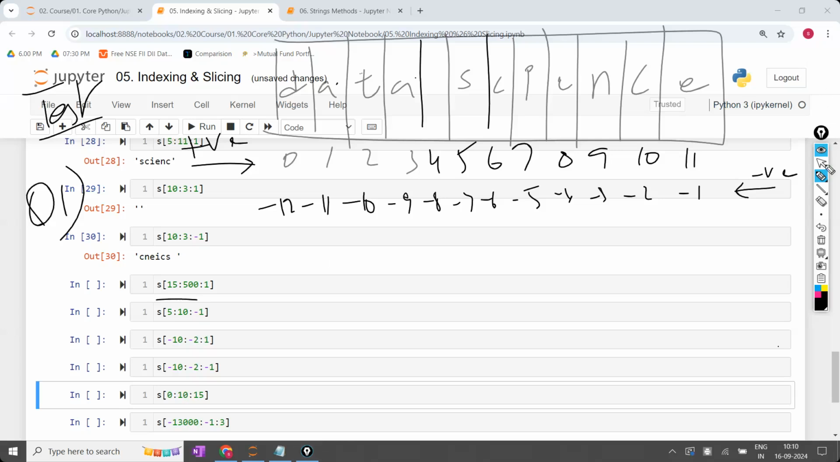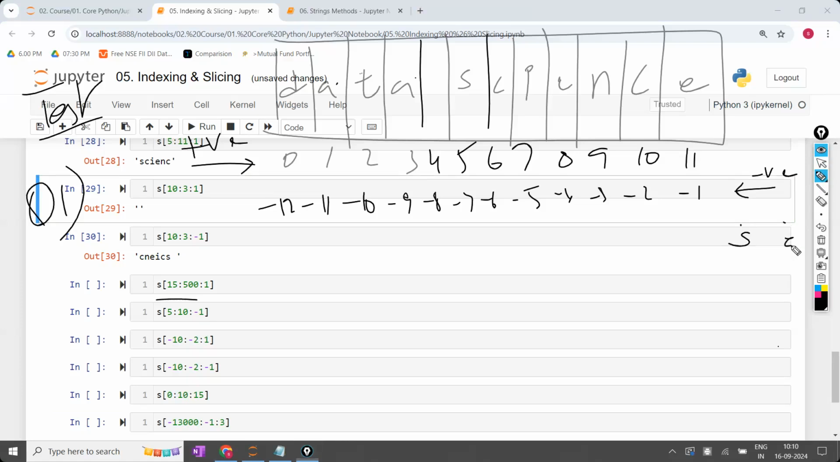Now, coming to this, what is the starting point? 15, or where is 15? Somewhere outside here. I don't know, it is somewhere outside. Now, 500, where is that? That is also outside somewhere. I also don't know that. I'm writing it as something outside.